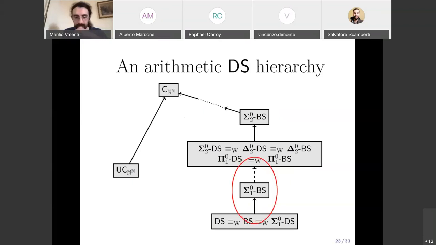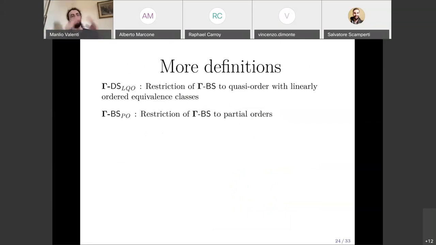Moreover, let me tell you a bit more of what happens here. Let me zoom in on this part of the diagram, and I will highlight a few problems which we left open in the paper. On top of all these problems, if they are not enough, let me introduce a few more. Let me consider the problem gamma DS LQO. LQO stands for linear quasi-order, which is essentially a total quasi-order. It means that the equivalence classes are linearly ordered, or you have no antichains. So if you restrict your gamma BS problem to linear quasi-orders, you are actually asking just for descending sequences. That's why I mention DS LQO here.